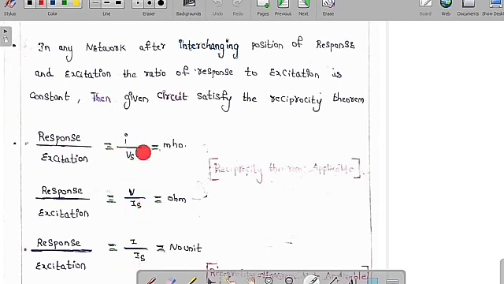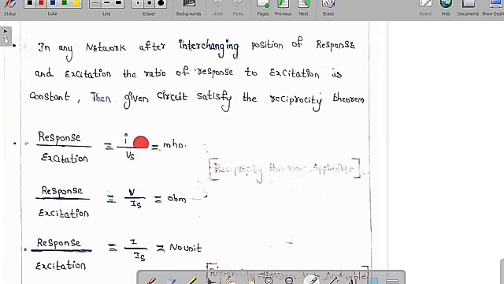So only here, the ratio of the response to excitation must have some unit. If it is unitless, then we can't apply that theorem. Therefore, this theorem is only applicable if the ratio of the response to excitation has some unit. If it has some unit, then only we have to apply this theorem, which is current by voltage or voltage by current.